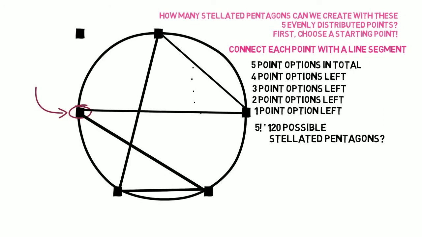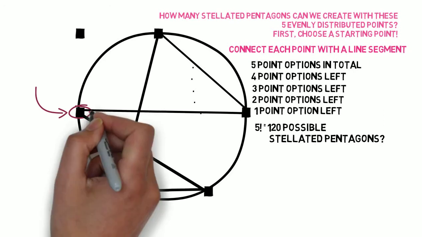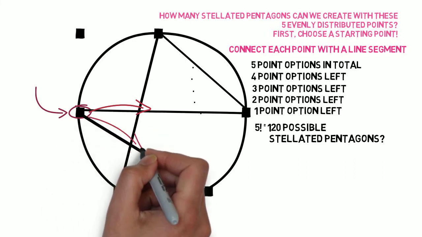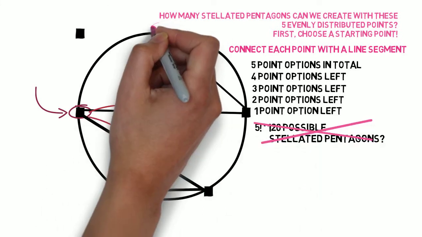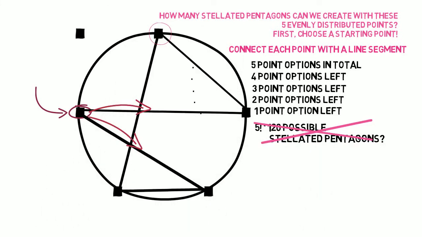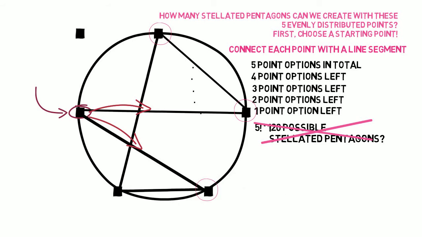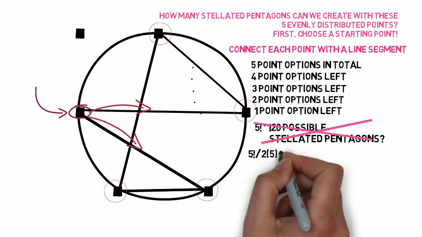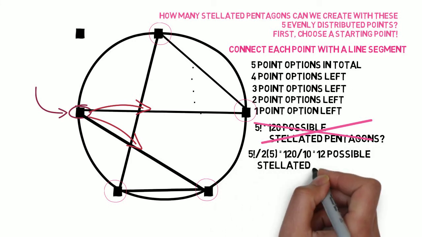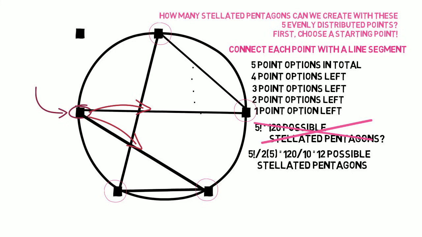No, because we haven't considered the fact that from each starting point on each stellated pentagon, there are 2 different paths. Meaning, with each of the 5 initial starting points, there are 2 line options to choose as the initial line segment. Therefore, there are 2 ways of coming up with the same stellated pentagon. So, rather than 5 factorial different stellated pentagons, there are actually 5 factorial divided by 2 times 5 different stellated pentagons.